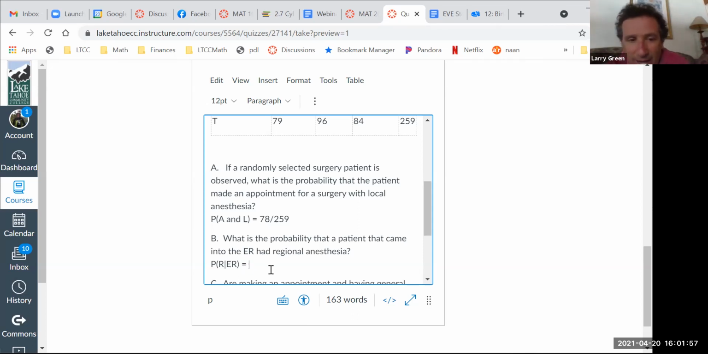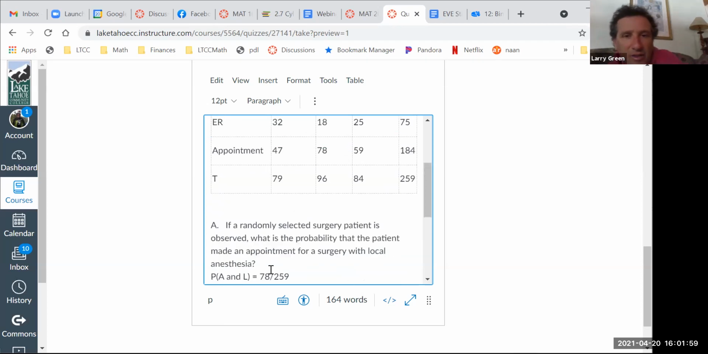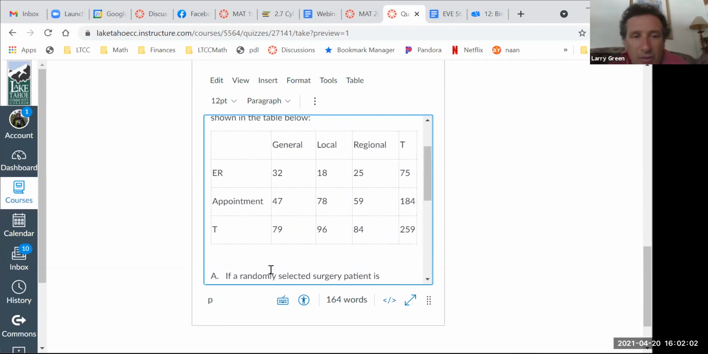Okay, well, once we know that, it's actually quite easy. So now let's go to the table. So probability of regional given ER, what's the numerator?